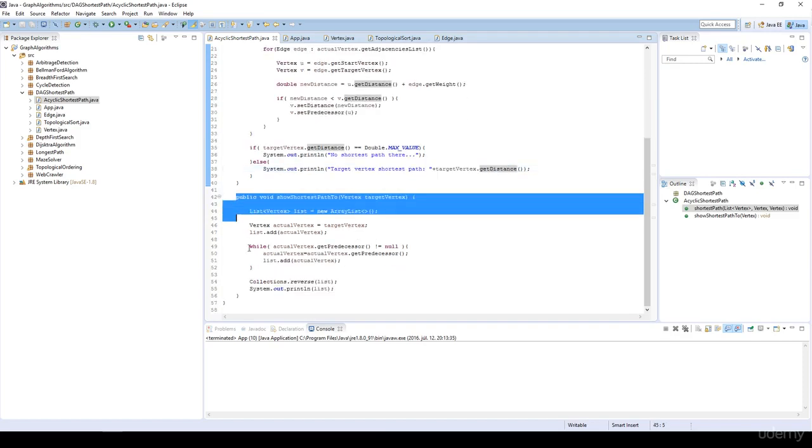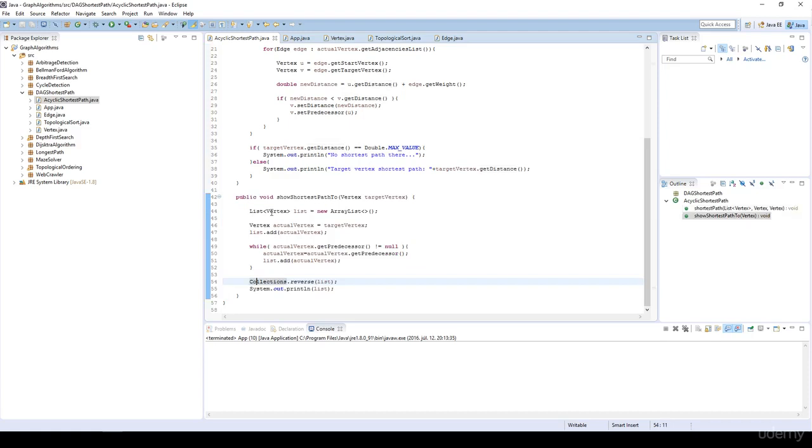The show shortest path algorithm basically has a list of vertices. We start at the target vertex, add it to the vertex list, and while the predecessor is not null, we keep getting the predecessor until we bump into the situation when the predecessor is null. We add it to the list and we have to reverse it, and we just print it out. So basically this is how we track the shortest path itself, as we have seen for Dijkstra's algorithm and for Bellman-Ford algorithm.